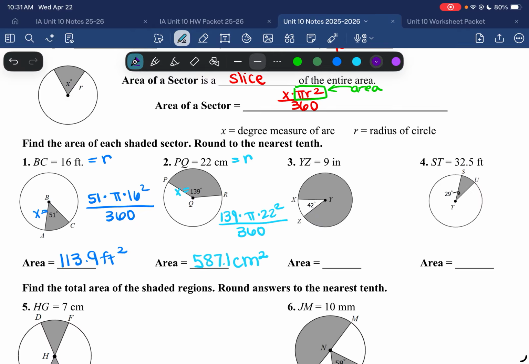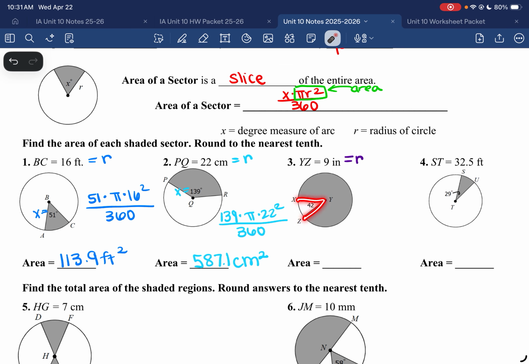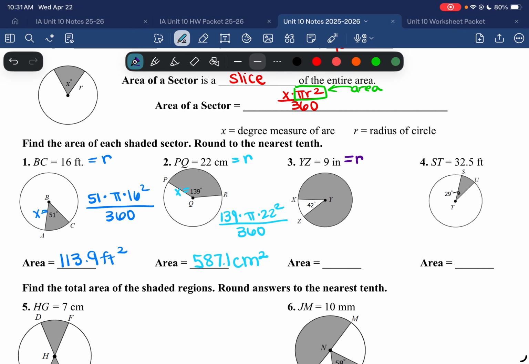Number three, we have YZ equals 9 inches. So that's our radius. Now for the shaded part, our x, well, we have the unshaded angle given to us, 42. So we have to subtract. 360 minus 42 gives us x being 318. So now we have everything we need. So 318 times pi times 9 squared, all divided by 360. If we type that in our calculator, we get 224.8 inches squared.